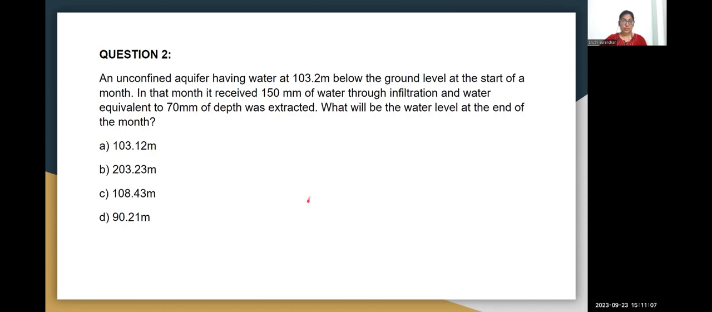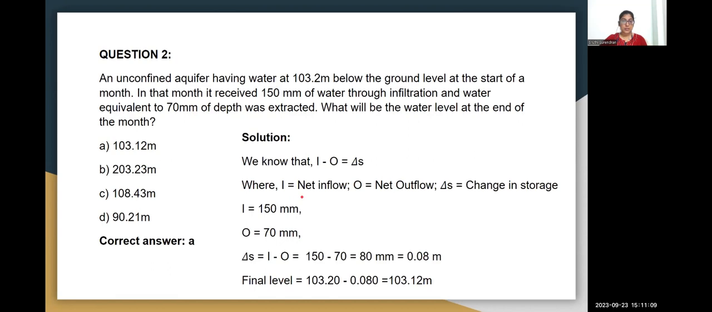Okay, so let's move on to the solution. So the water budget equation is this. The total inflow minus the total outflow will give us a change in storage. So here they're asking what is the water level at the end of the month, and we have the information about the initial water level and the amount of discharge that is happening.